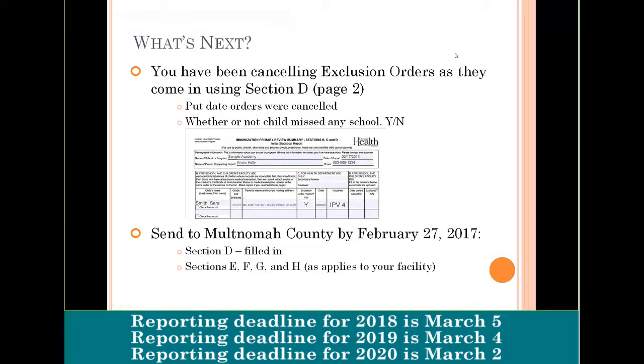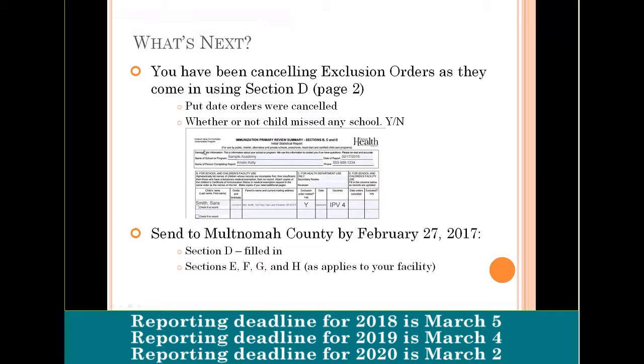So hopefully you've been canceling those exclusion orders. Now that exclusion day has passed, hopefully all the exclusion orders have been canceled. And then you should be writing in the date that you received those updated records here in Section D on page 2 of the report. And then a Y or an N, yes or no, depending on whether they missed any school. So if they were excluded and missed school because they got you the information after February 15th or late in the day on February 15th, you'll put a Y in this box here. Otherwise, it would be an N if they missed no school.